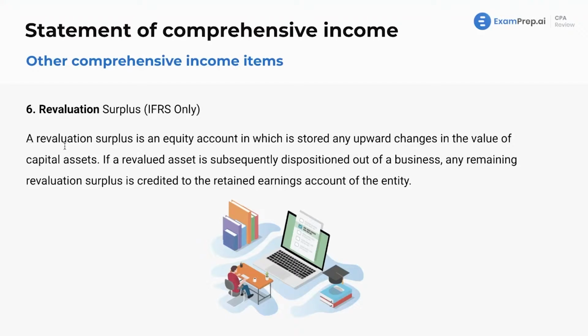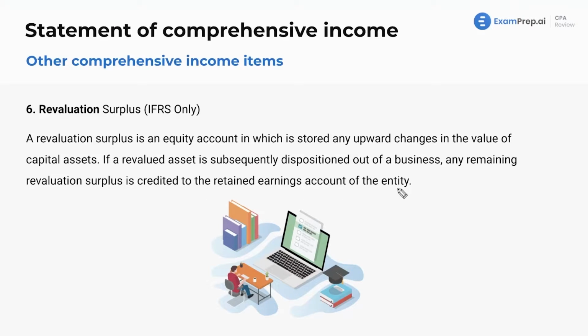So the revaluation surplus, remember, is an equity account in which is stored any upward changes in value of capital assets. Revaluation, right? We're revaluing our fixed assets, our equipment, machinery, our factories. If a revalued asset is subsequently dispositioned out of a business, any remaining revaluation surplus is credited to the retained earnings account of the entity.